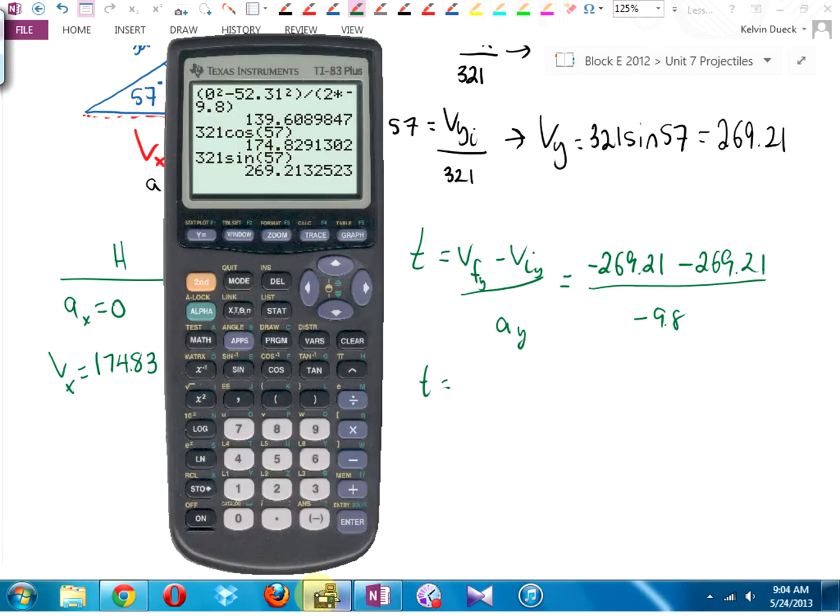And again, I can't help noticing I have this number stored on my calculator. So if I really want to be accurate, I'll go negative answer button minus answer button, because that is negative 269.2132523. Anyways, divided by, close bracket, divided by negative 9.8. I get a time of flight of, holy smokes, that's in the air for a long time. 54.94 seconds, almost a full minute. Well, wait a minute, we're launching something at nearly the speed of sound. It's going to be up there for a while.